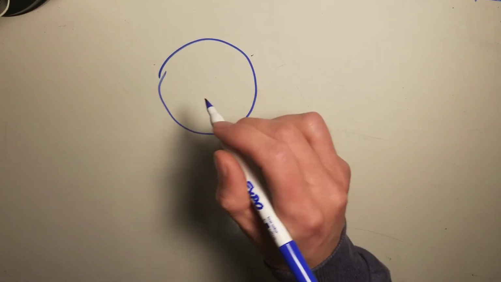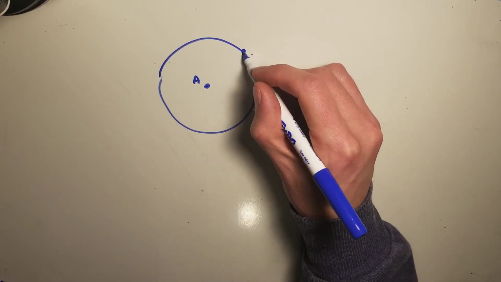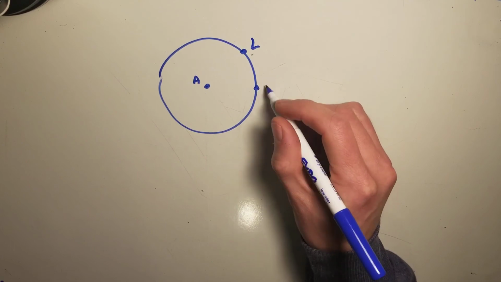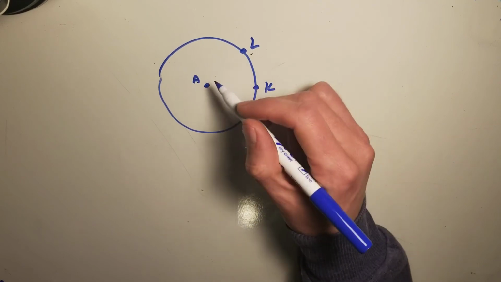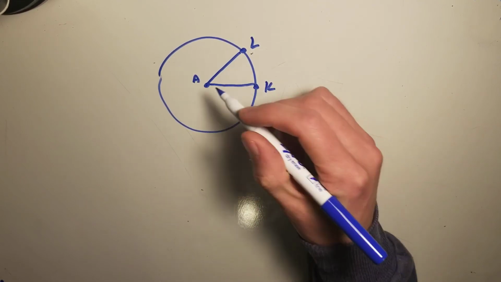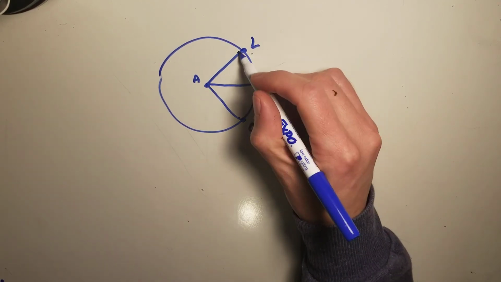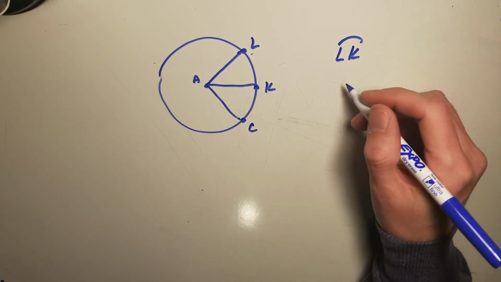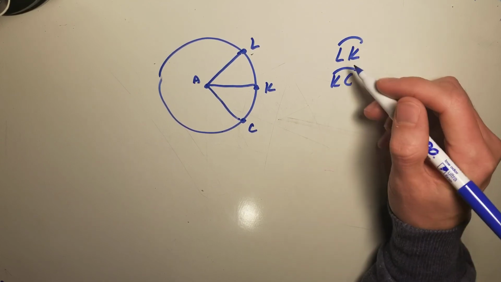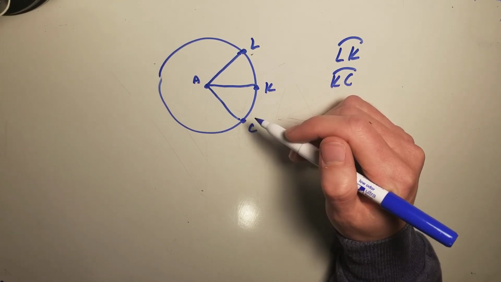So if you have adjacent arcs in a circle, draw our best circle here. Let's say we have point A, point L, point K, and point C. So let's say we have all these radii drawn, and we have arc LK and we have arc KC. The relationship between LK and KC is we would call these adjacent arcs.